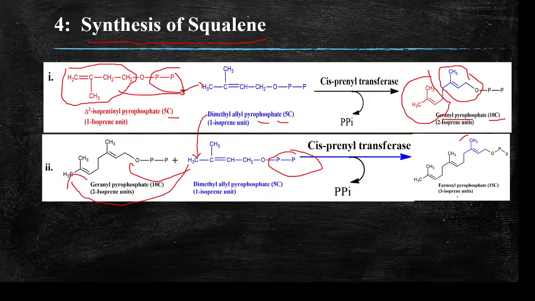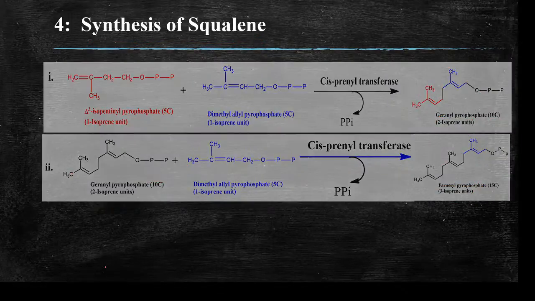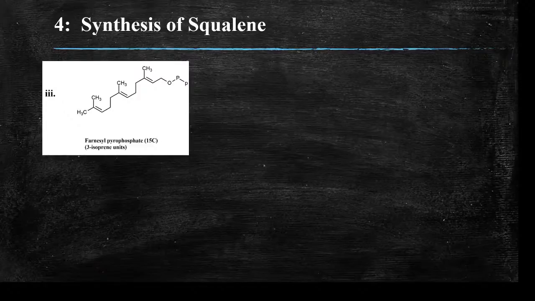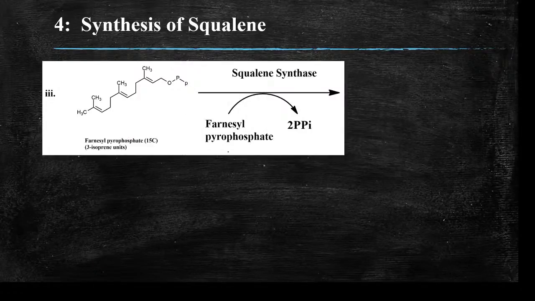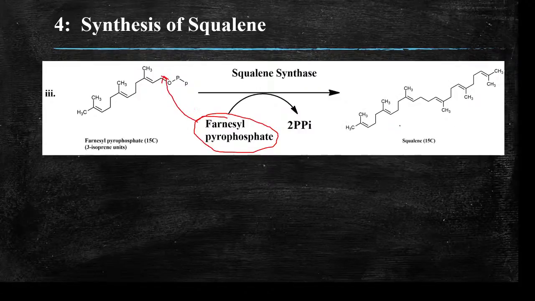So the 15 carbon unit farnesyl pyrophosphate contains 3 isoprene units, 1 unit, 2, and this is the third. So 3 isoprene units, 5 carbon unit containing an allyl carbon atom. This farnesyl pyrophosphate will combine with one more molecule of farnesyl pyrophosphate and it will form squalene. Here 2 pyrophosphates are removed, one from the first molecule of farnesyl pyrophosphate, the other from the second molecule, and this will end up forming not 15, in fact a 30 carbon unit squalene.